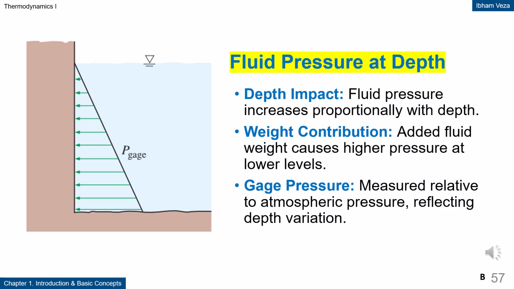Fluid pressure at depth. Fluid pressure increases as depth increases. This is caused by the weight of the fluid column above the point of interest. Gauge pressure is often used to express this pressure relative to the atmosphere.